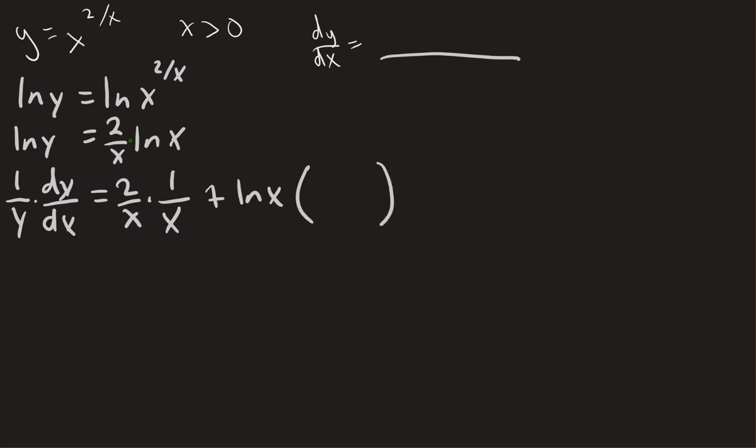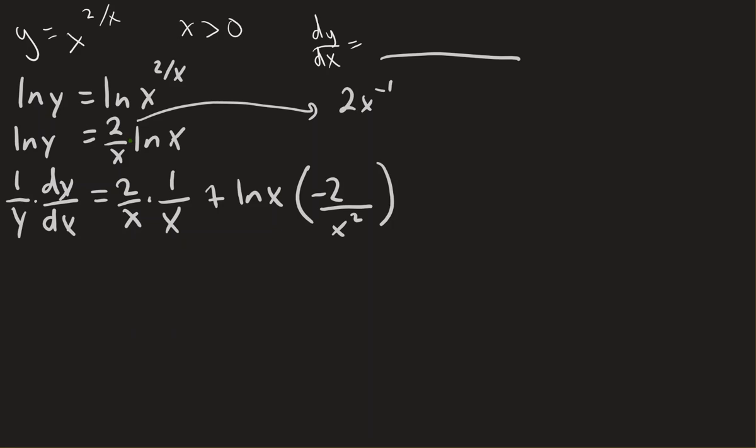And for this one, I'm going to write this over here. I'm going to use an exponent rule. Think of 2 over x as 2 times x to the negative 1. So I can just apply the power rule here. And since that's x to the negative 2, put this over x to the positive 2.